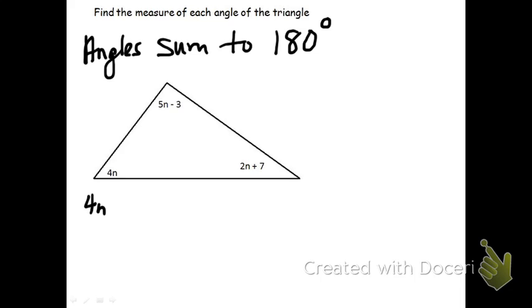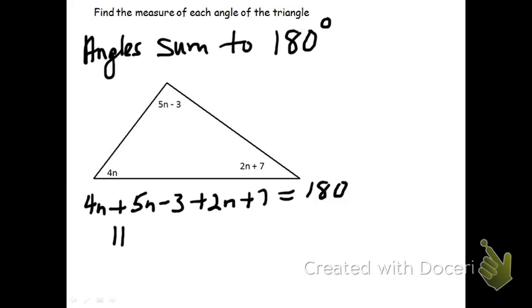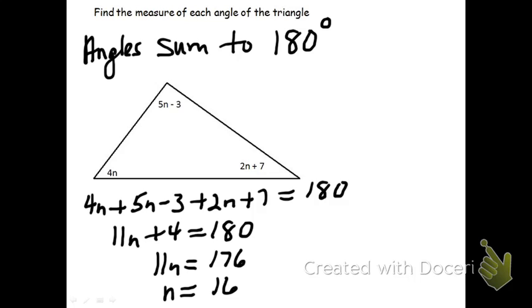We know that 4n plus 5n minus 3 plus 2n plus 7 have to total 180. So combining like terms, 4n plus 5n is 9n, plus 2 more, so I have 11n. And negative 3 plus 7 is plus 4, and that's equal to 180. Subtract 4 from each side, so 11n is equal to 176. And divide both sides by 11, so n is equal to 16. Okay, so we've solved the equation for n.